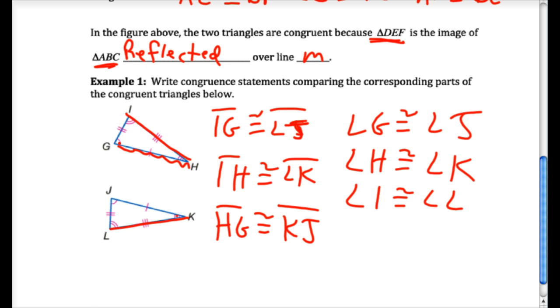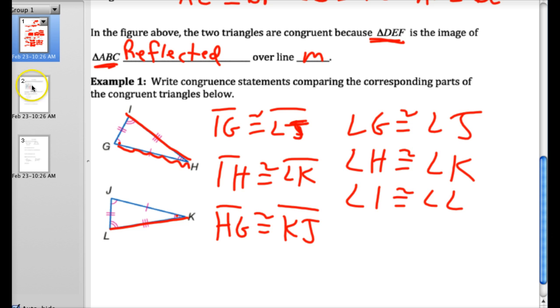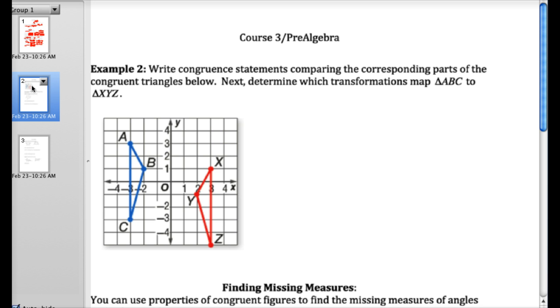All right, let's jump to the next page, see where we're going with this stuff. The blue triangle and the red triangle, check those two out. Match up all the 6 congruent parts first. I think that's the easiest thing to do. Match up all the angles, match up all the sides.